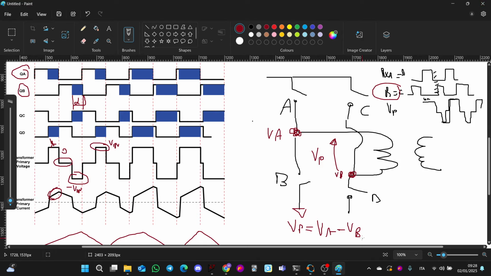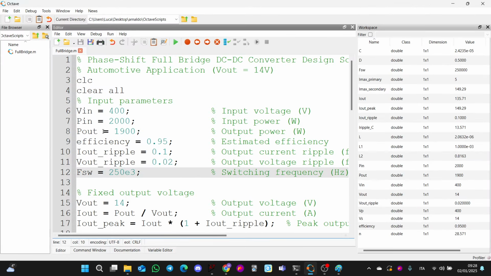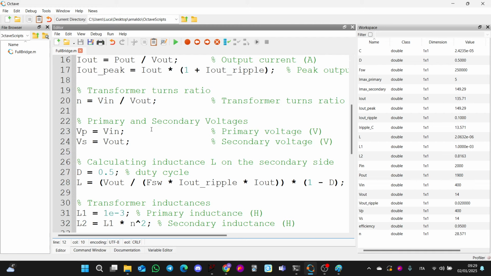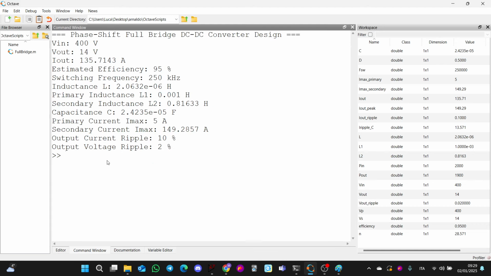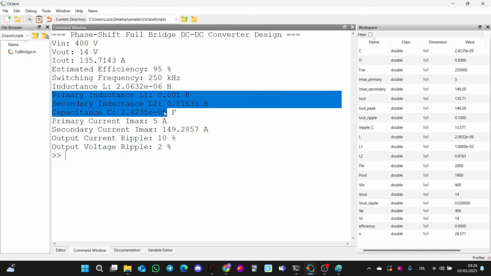Okay, so now I want to show you this script that I made. This script is basically where you insert the Vin, Pin, Pout, and everything, and the script returns all the parameters that you need to design the full bridge. Of course, I did not insert the parameter alpha because it was quite difficult. But anyway, you just insert the Vin, Vout, and the script will give you everything that you need to know, including also the primary and secondary inductance to make the transformer on LTspice.